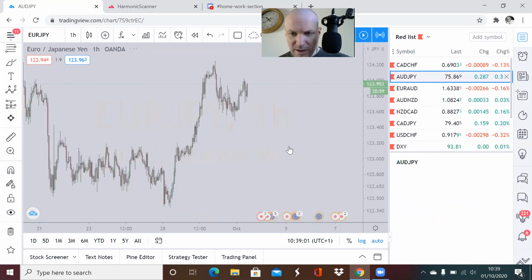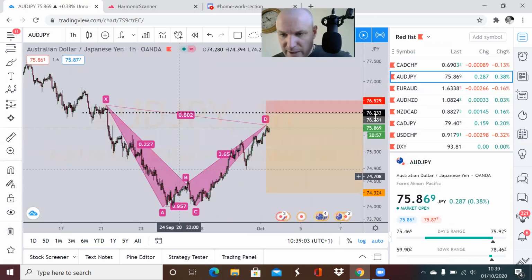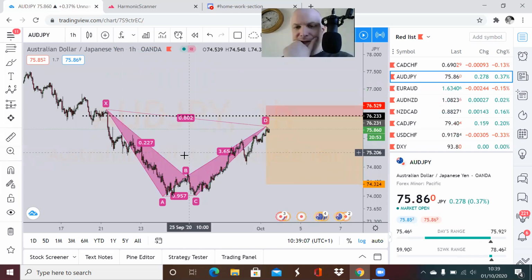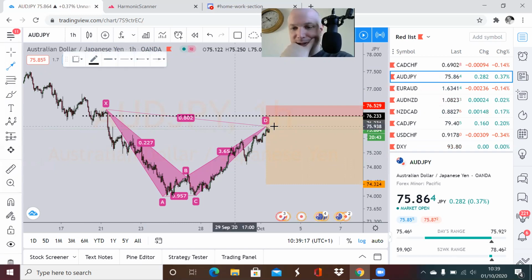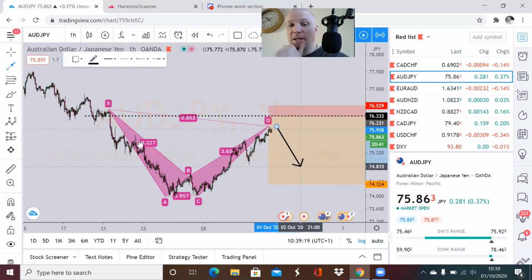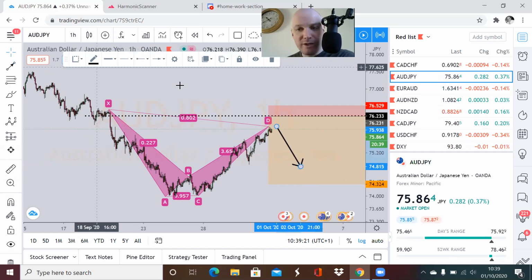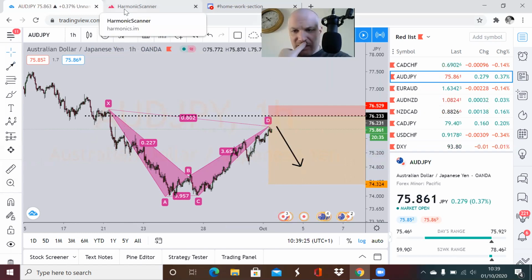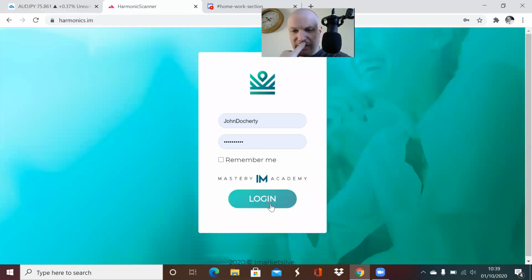GBP/JPY. Now, this is what I was looking at this morning when I was in bed, right? So this came out in a harmonic scan. So we've got an X and a B, a C, and a D. We are expecting price, okay, we're expecting price to push down. Okay, now a little bit more secret sauce. GBP/JPY, right?